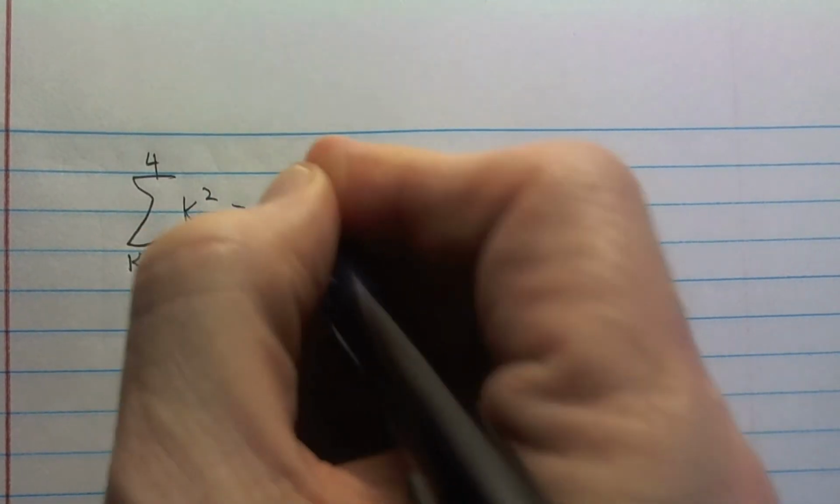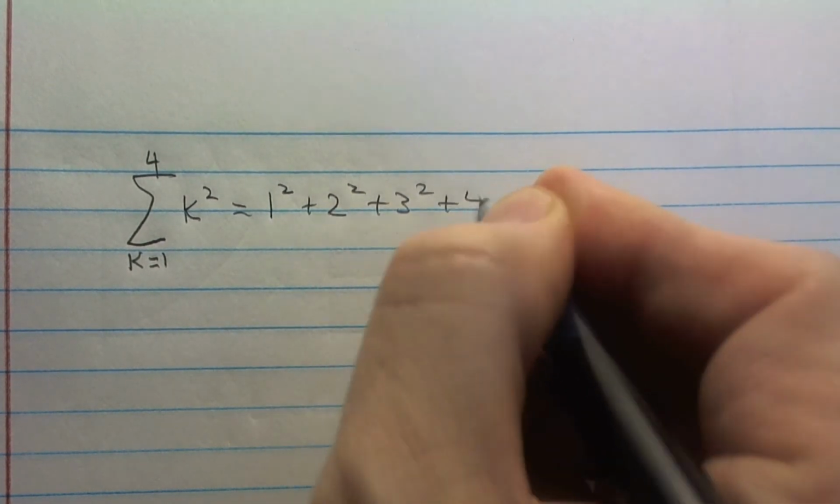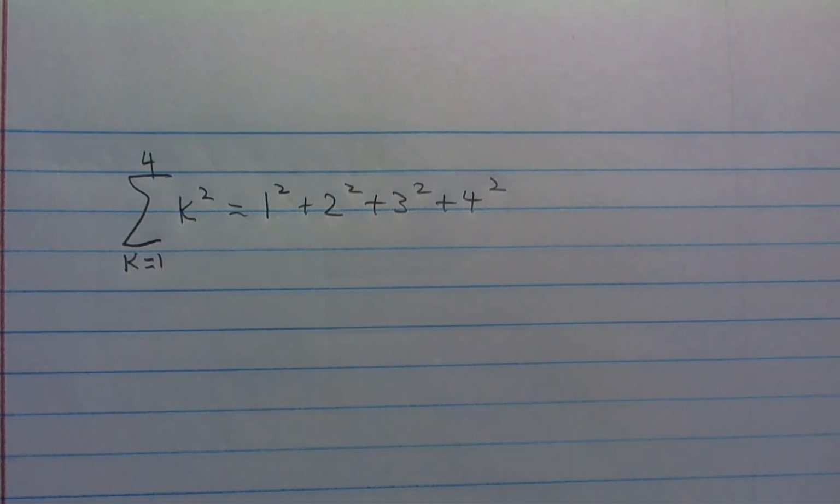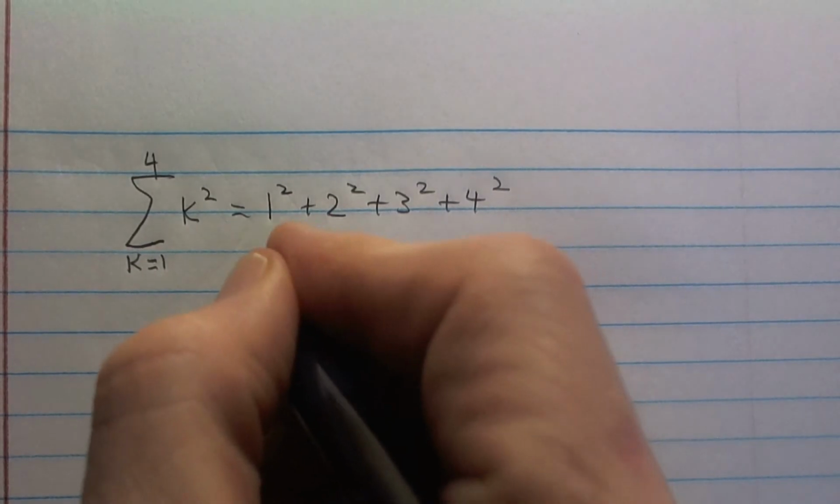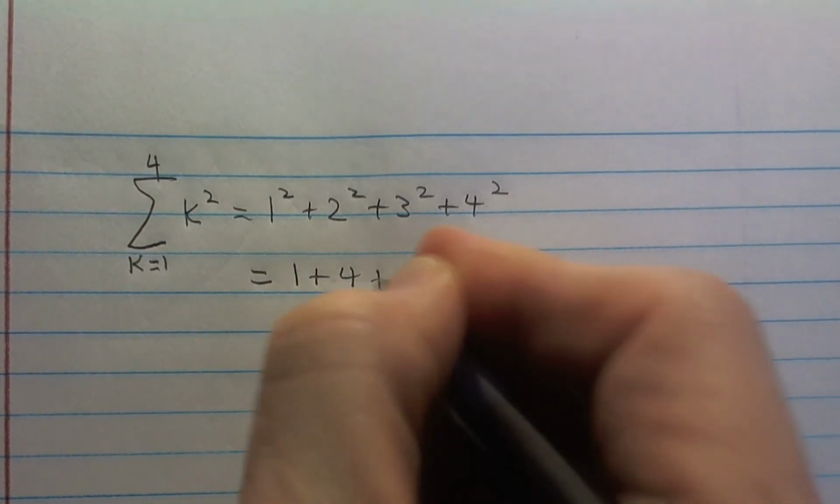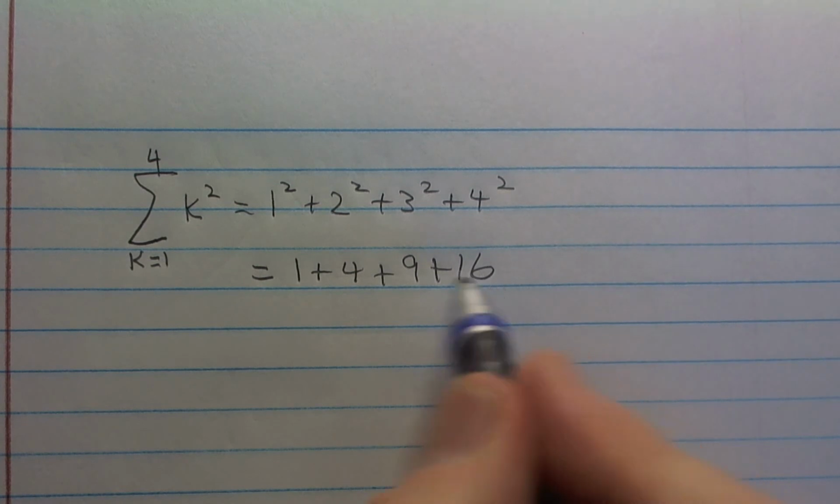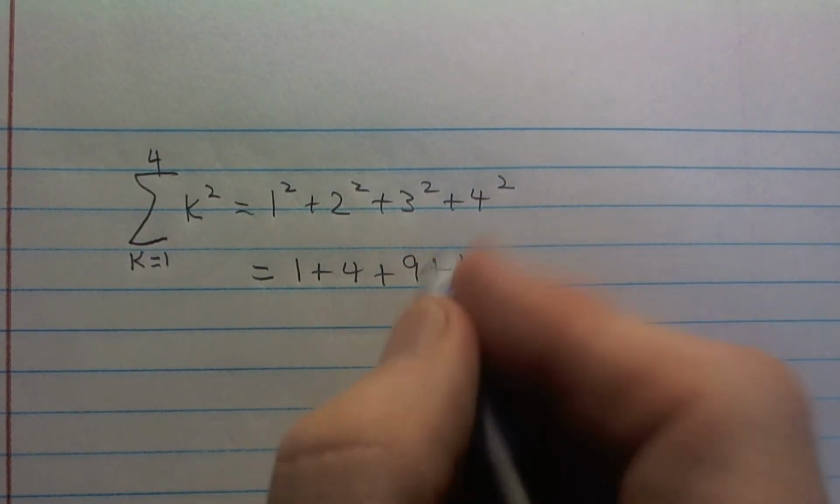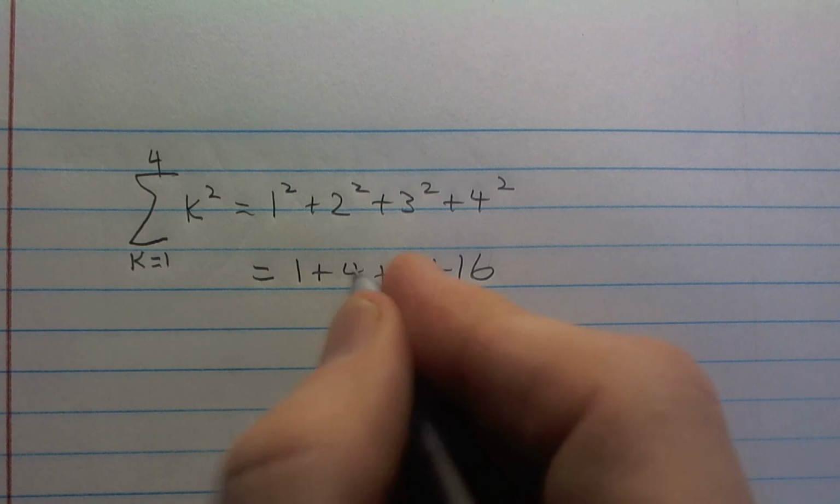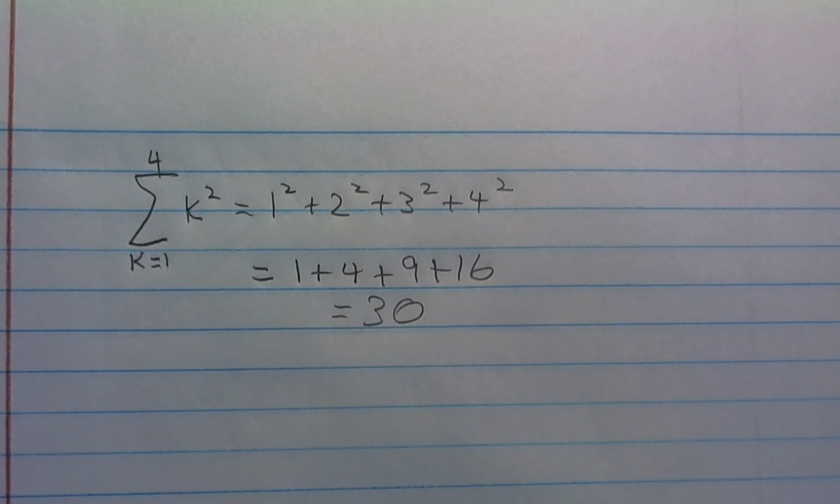Here's what we've got. We've got 1 squared plus 2 squared plus 3 squared plus 4 squared. That's what this is, if we write it out. And if you calculate that, you'd have 1 plus 4 plus 9 plus 16. So that's going to be 25, 29, 30. So I guess that's 30, right?